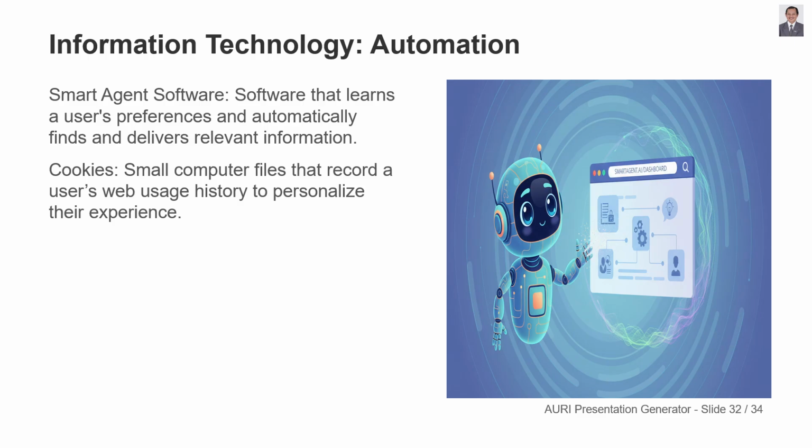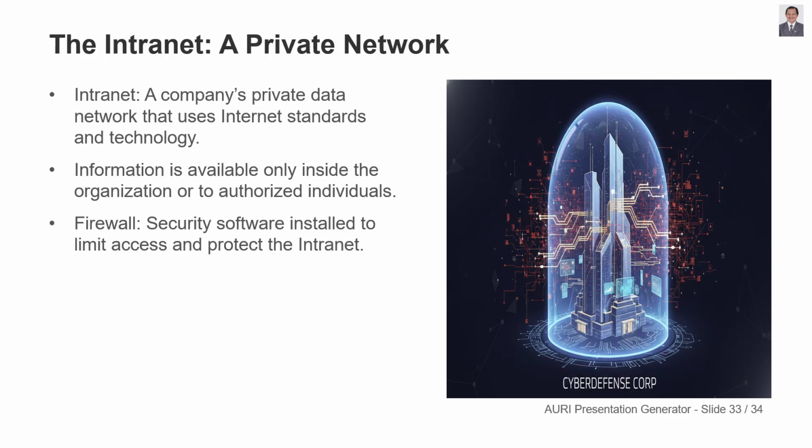While the global internet is a public network, many organizations use a private, internal version called an intranet. An intranet uses internet standards and technology, but it's designed exclusively for internal use. Information on an intranet is available only to authorized individuals within the organization. To protect this private network from external threats, companies employ security software known as a firewall. A firewall helps limit access and safeguard the intranet's content.